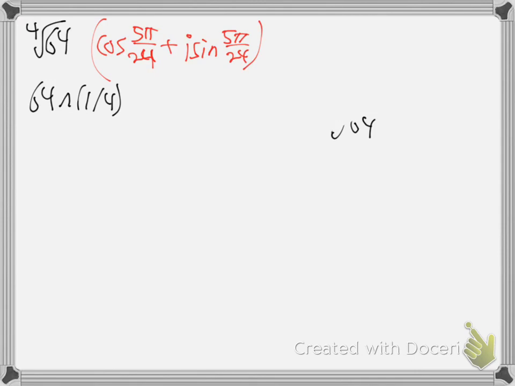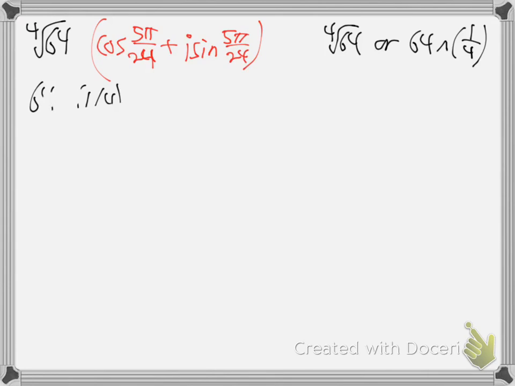So let me write that over here on the side. The fourth root of 64, or 64 to the 1/4 power. Either one of those will give you the same answer, which is 2.82, and so on. You getting that? Okay. No?